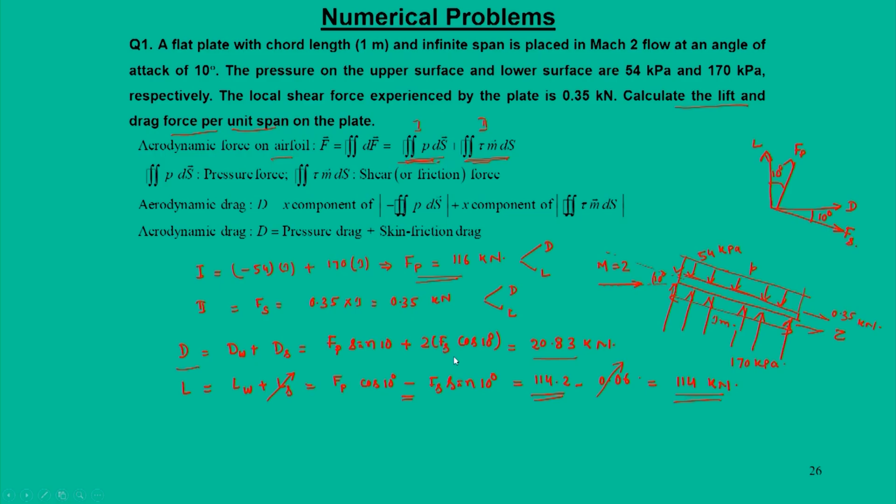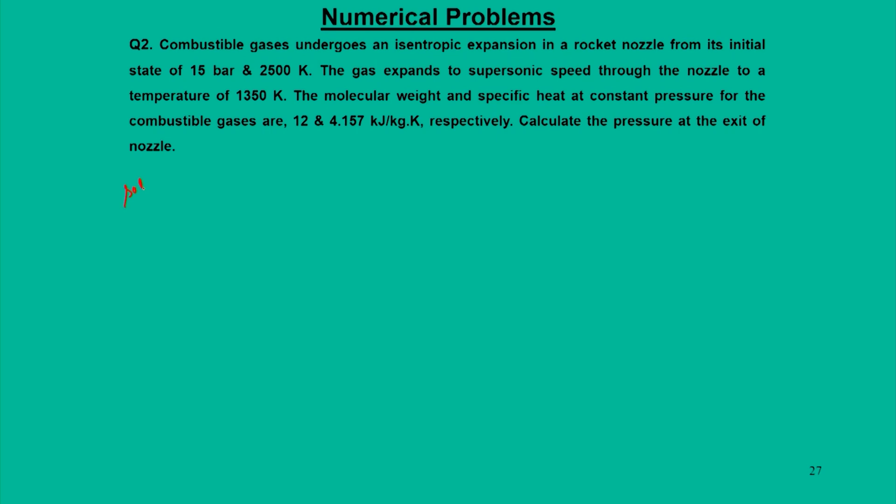Okay. And the second problem that we are looking at is with respect to review of thermodynamics. The problem statement goes like this: a combustible gas undergoes an isentropic expansion in a rocket nozzle from its initial state of 15 bar and 2500 Kelvin. The gas expands to a supersonic speed through the nozzle to a temperature of 1350 Kelvin. We are given the molecular weight and specific heat for this combustible gas.